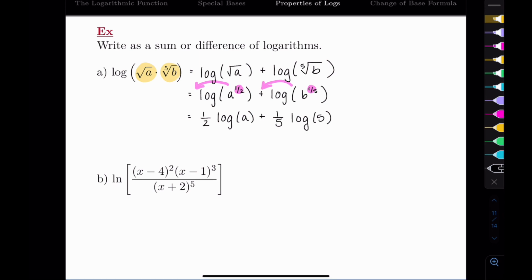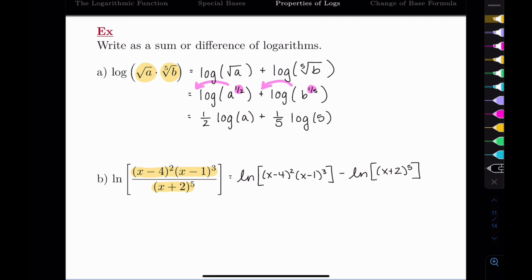For this next one, again, I'm going to put more steps than is necessary, but we'll kind of talk at the end as to what we can do to simplify this. So I technically have multiplication in here, but I also have division. So I'm going to start with this division. So we can split division through subtraction. This means we get ln of our numerator minus ln of the denominator.